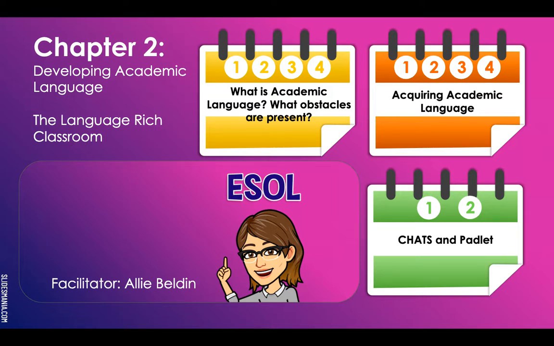First, we will cover what academic language is. We will also cover the obstacles that get in the way of making sure that academic language is used with our ESOL students. Then we will talk about acquiring academic language and strategies in order to use this language for our students. Finally, we will end with the CHATS acronym and a Padlet activity that is based on the reading from this week.